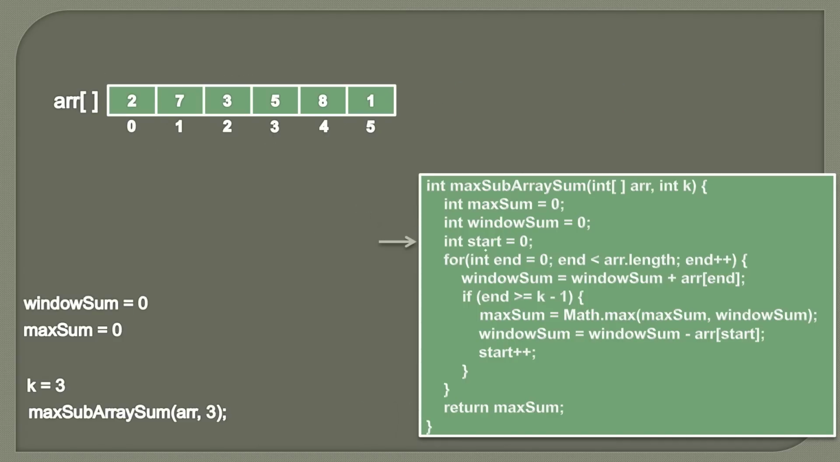Now we create an integer value start, which will start from the 0 index. This value is basically an index value like this, and the initial value of the start variable is 0. We will see its significance later, why we have created this start.